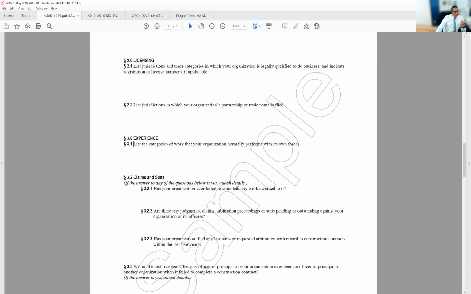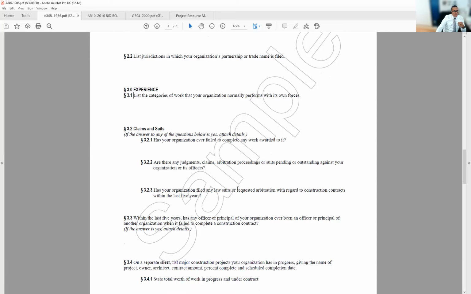Claims and suits. If the answer to any of the questions below is yes, attach details. So this is very important. Has your organization ever failed to complete any work awarded to it? They have to disclose it. Are there any judgments, claims, arbitration proceedings, or suits pending or outstanding against your organization or its officers? So if they've got it, put it in there.